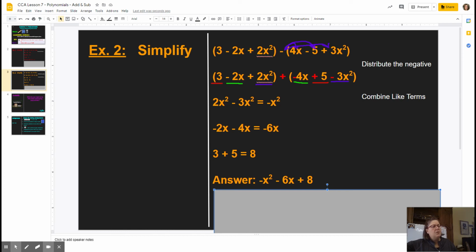Again, I will say distributing that negative through in that second term is going to help minimize our mistakes. I'm not going to say it's going to eliminate the mistakes, but it will definitely minimize the mistakes that you will make if you remember to distribute that negative through. Okay?